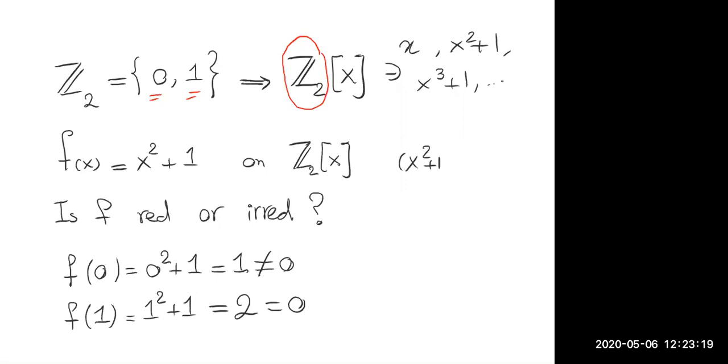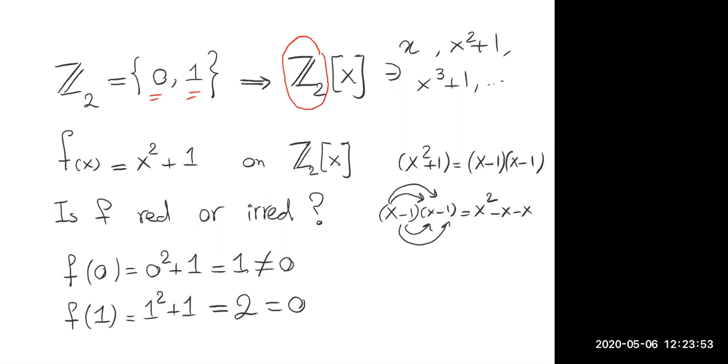So x squared plus 1 potentially can be written as x minus 1 times something else. What is that something else? x minus 1. Okay, let's see. So x minus 1 times x minus 1 is x minus 1 squared, which is the same as x squared minus x minus x. Minus 1 times minus 1 is plus 1. This is equal to x squared minus 2x plus 1.